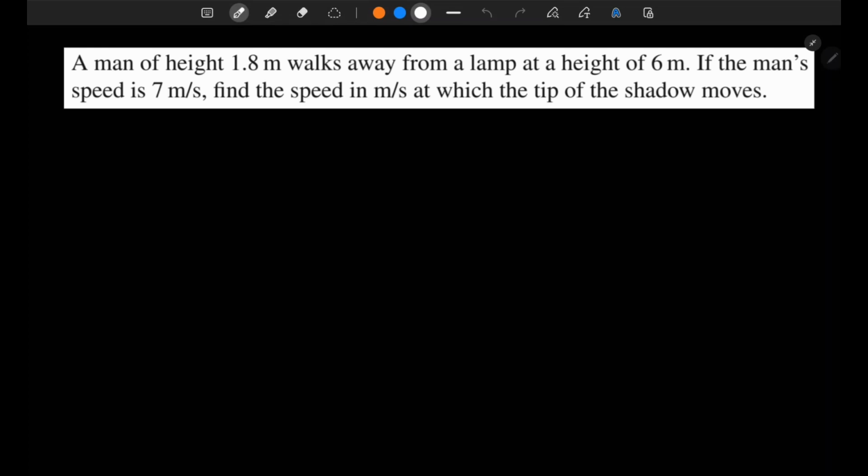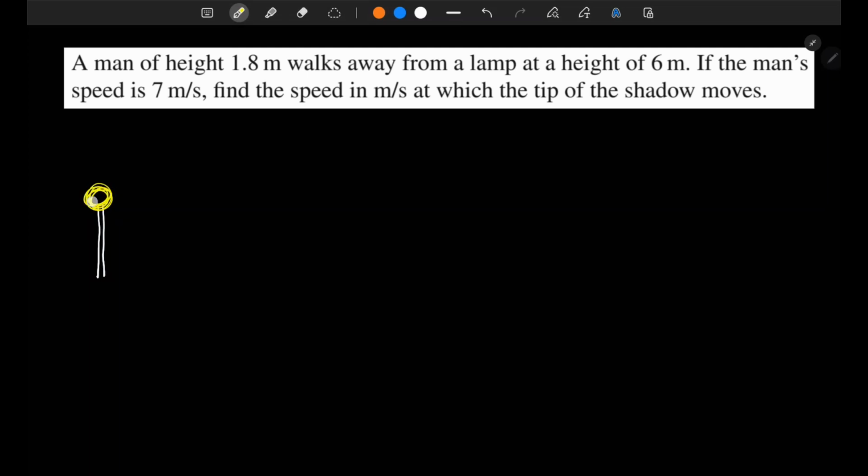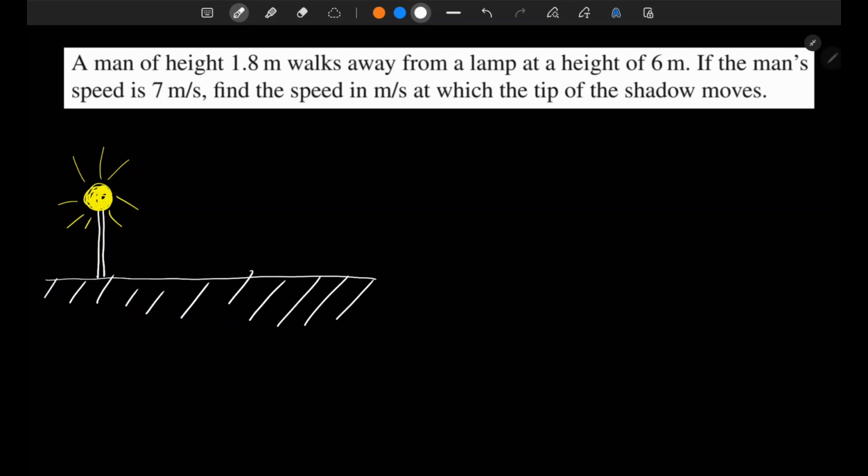So, let's draw a diagram to see what we're actually up against. To start, we have some lamp, which I'll draw as follows. That lamp has some yellow light on top, and this light shines in all directions. And starting right here, so if this is the ground, starting right here is the man.